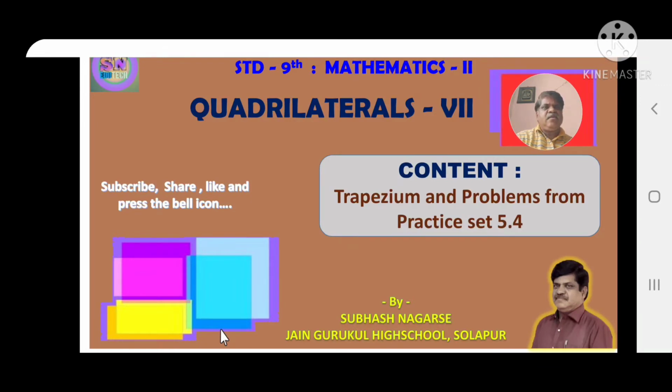The topic is Quadrilaterals Part 7. In this session, we are going to discuss the trapezium and problems from practice set 5.4.